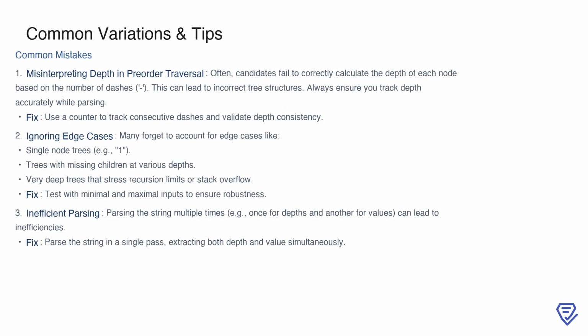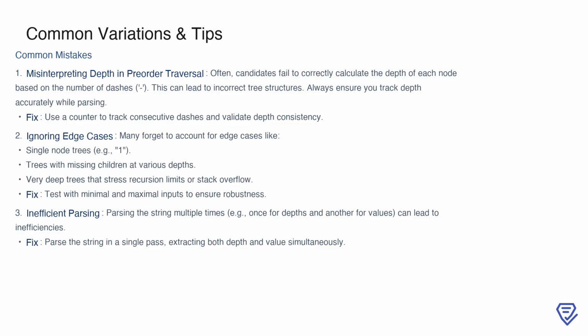When working on this problem, one common mistake is misinterpreting the depth of nodes in the preorder traversal. The depth is determined by the number of dashes before a node's value, and it's easy to miscalculate if you're not carefully tracking these. To fix this, you should use a counter to track consecutive dashes and ensure the depth is consistent as you parse.